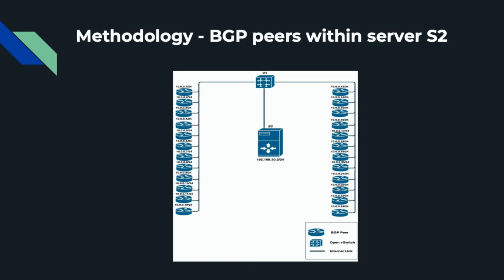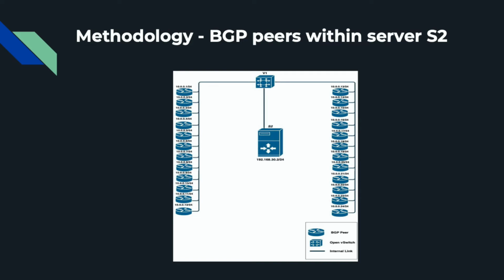24 ExaBGP instances are run within the second server, but since every virtual peer operates under the same server, S2, we use namespaces to separate them, which makes it possible to assign the peers different and separate instances of network interfaces as well as routing tables that operate independently from each other.